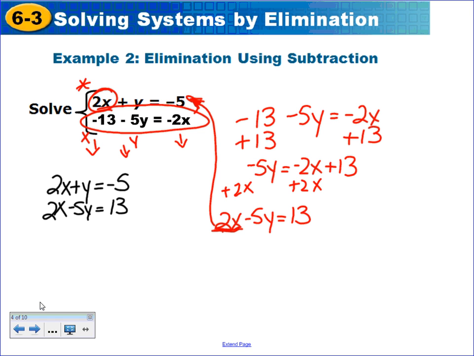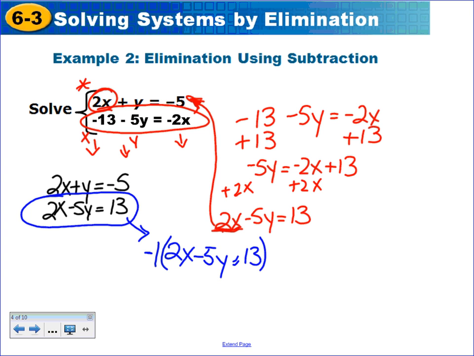I can't just write a negative sign in front of it because I'm talking about everything inside of this equation right now. If I multiply by a negative, I have to multiply everything inside my equation by a negative. So I'm going to change this equation again by multiplying everything inside by negative 1, just like you use the distributive property. So now I have negative 1 times 2x, that's negative 2x, negative 1 times negative 5, that's 5y, negative 1 times 13 is negative 13.